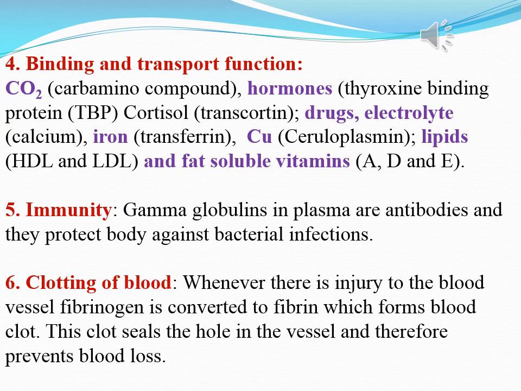6. Clotting of blood. Whenever there is an injury to the blood vessel, fibrinogen, one of the types of the plasma protein, is converted to fibrin which forms a blood clot. راح يشكل الخثرة. كنا شايفين من اكو injury او اكو جرح انه راح تتشكل بعد فترة زمنية بسيطة normal persons انه خثرة دموية توقف هذا النزف. This clot seals the hole in the vessel and therefore prevent blood loss. وبالتالي توقف خسارة الدم. إذا one of the functions هو clotting of blood.